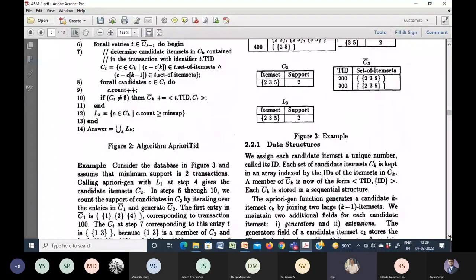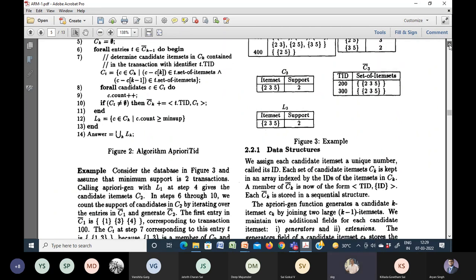Let us consider the customized database shown in figure 3, and assume that the minimum support is two transactions. Calling this the Apriori generator, we will see how it generates the item sets at levels L1, L2, L3. At step 2, we get the candidate item set C2 for k equal to 2.